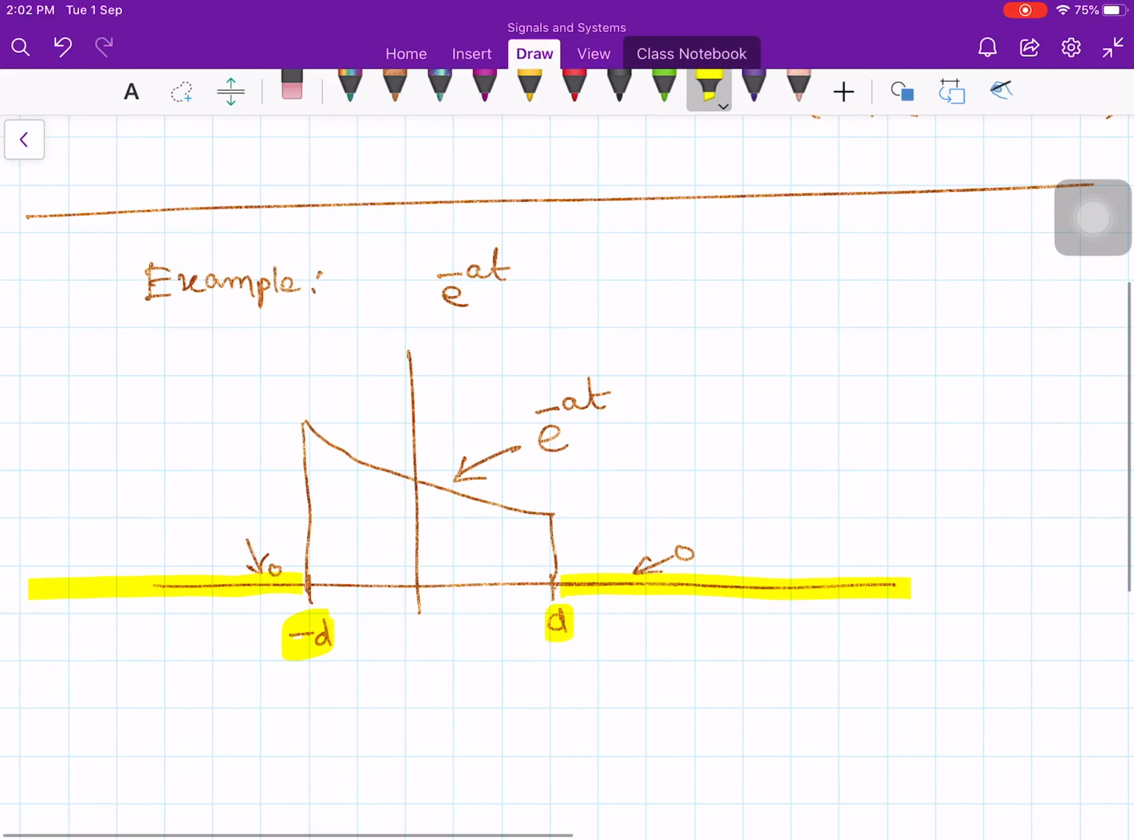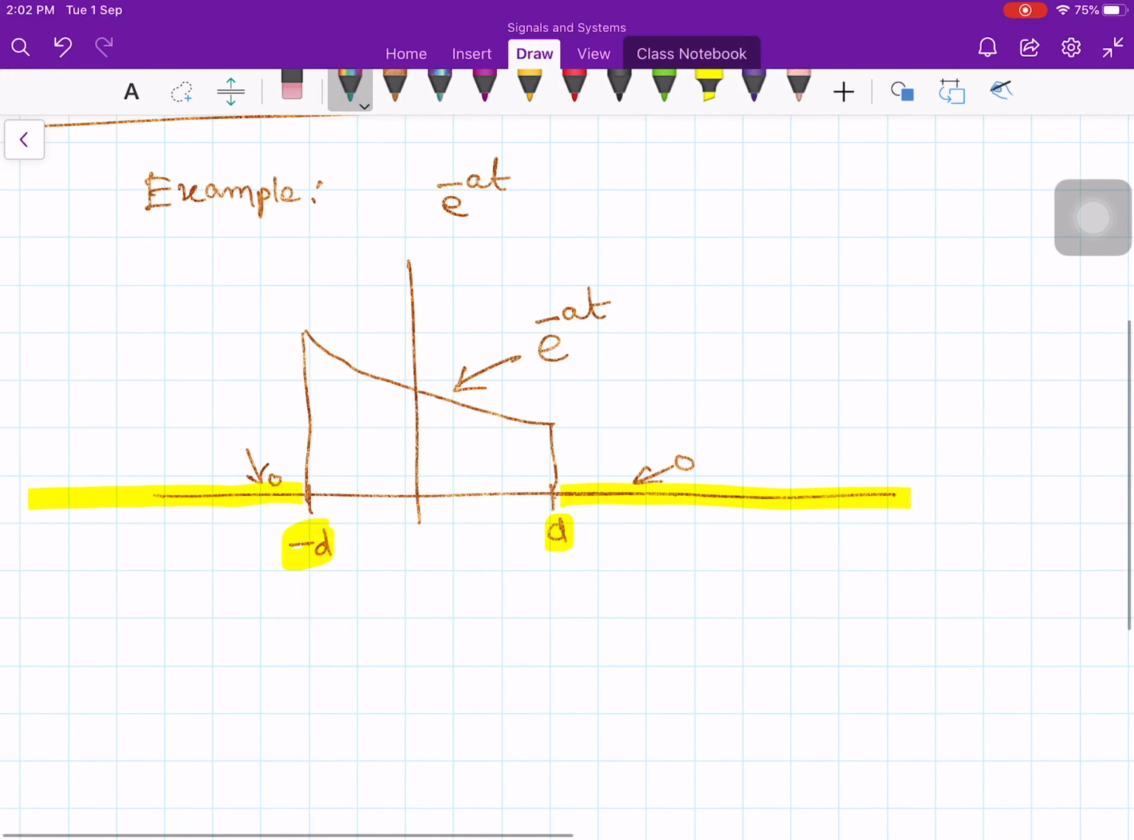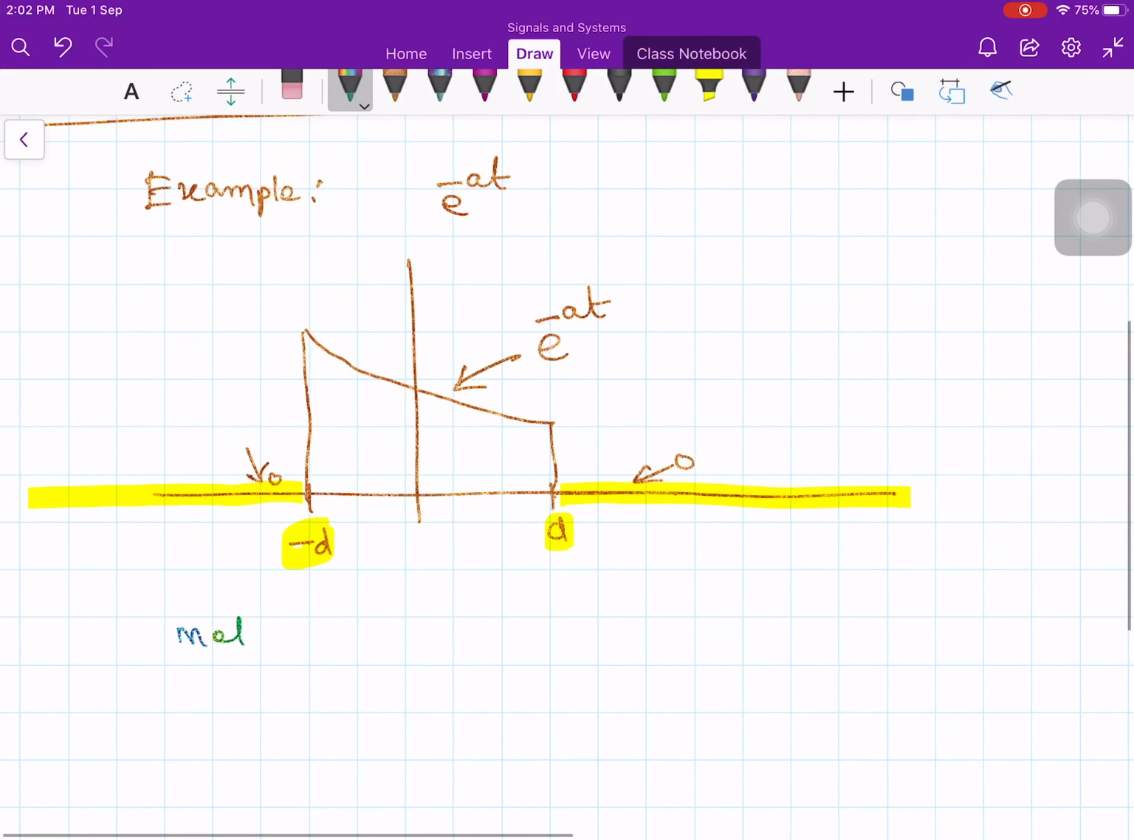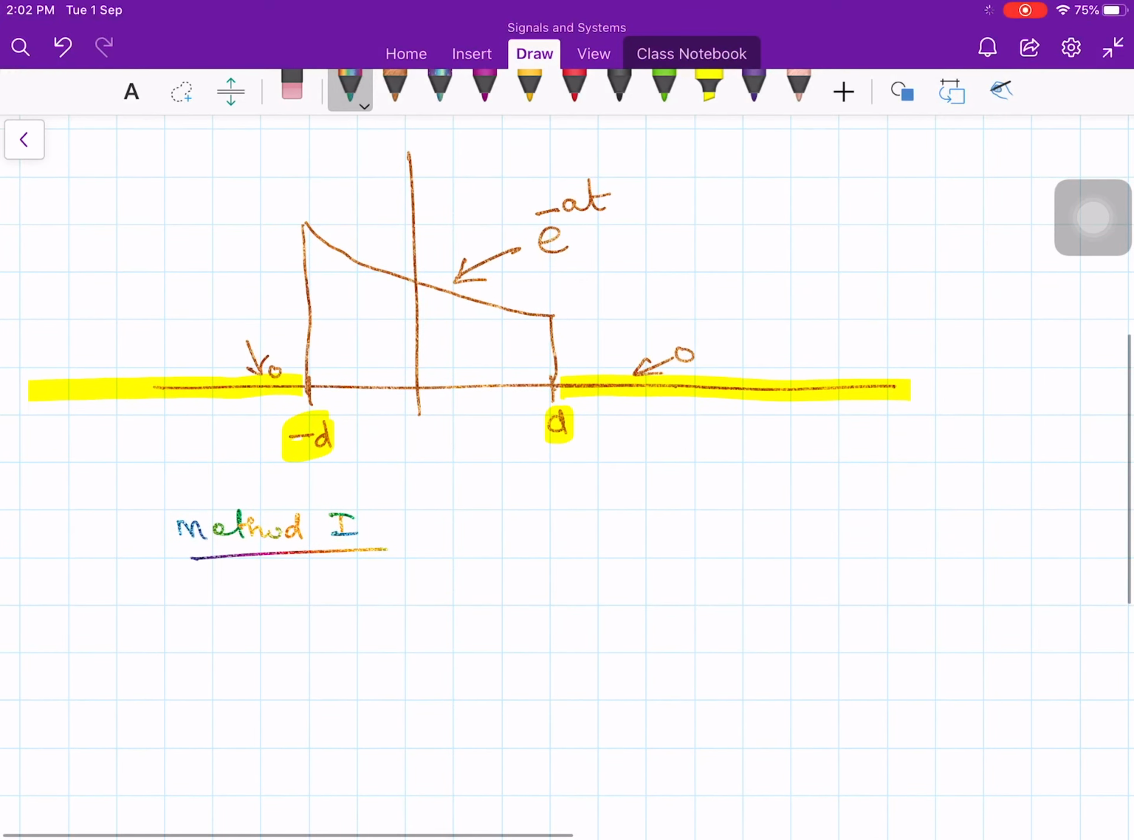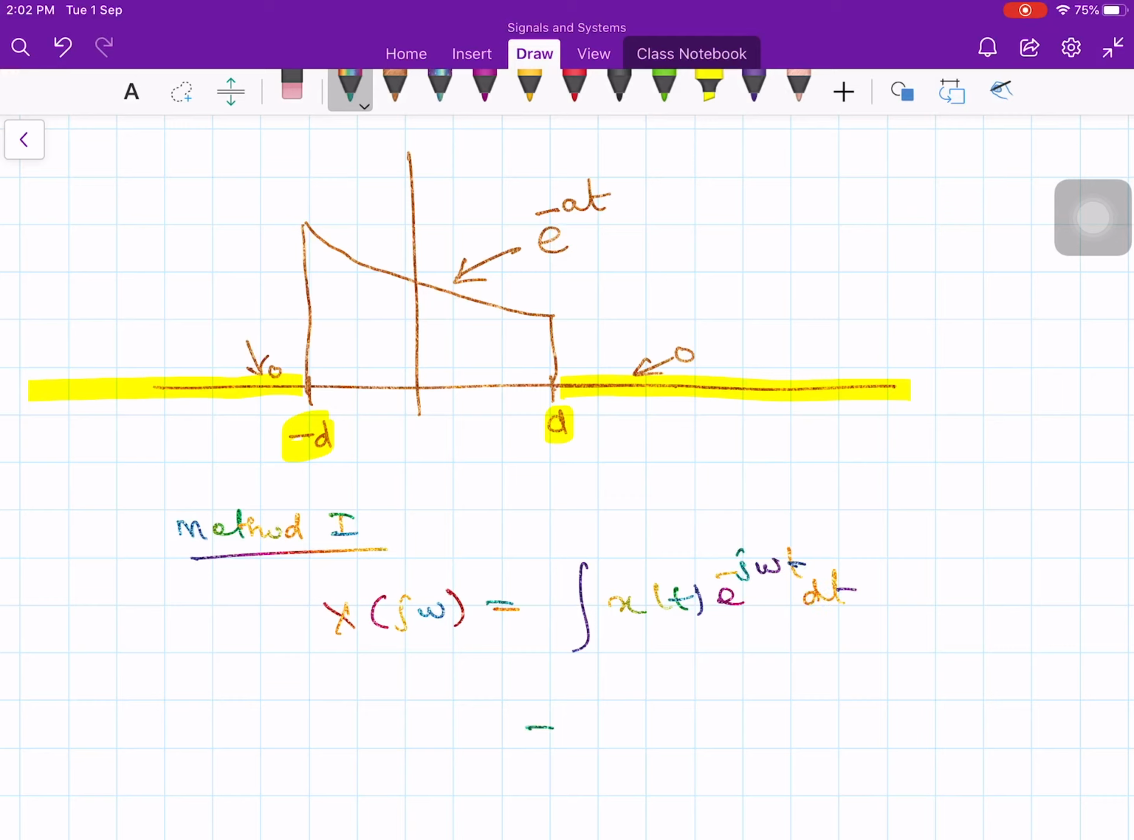Now we can find the Fourier transform by two methods. Let's say method 1, it is quite straightforward. Simply you apply the formula and you can find the answer. What is the formula? x of j omega is equal to the integral of x of t e to the minus j omega t times dt. Now the signal exists from minus d to plus d, so e to the minus at, then e to the minus j omega t times dt. So this is one method, the straightforward method.